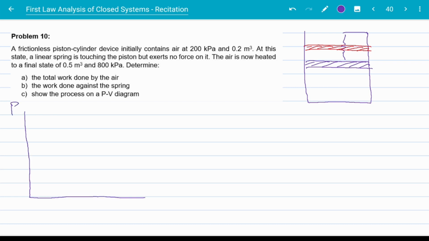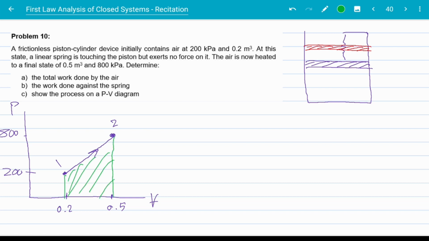So this is my PV diagram. Okay. Now, initially, the system is at 200 kilopascals and 0.2 meters cubed. So we're here. Final state is 0.5 meters cubed, and the pressure is 800 kilopascals here. So we're looking at something like here. Now, as I said, during a process at which a linear spring is involved, pressure and volume have a linear relation. So there is a line going from state 1 to state 2. Now, the total work done by the air is the area under this curve. So we are looking at this area.